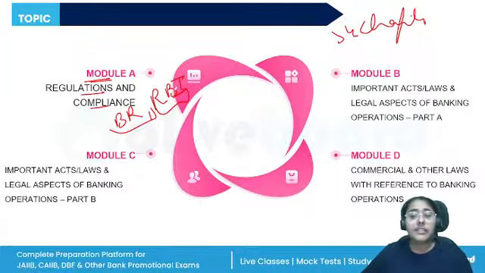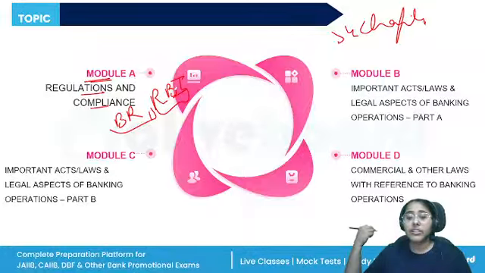These are the units covered in module A. Then we have module B, which is some important acts and laws of legal aspects, like the Prevention of Money Laundering Act, the Negotiable Instruments Act, FEMA Act, Payment and Settlements.